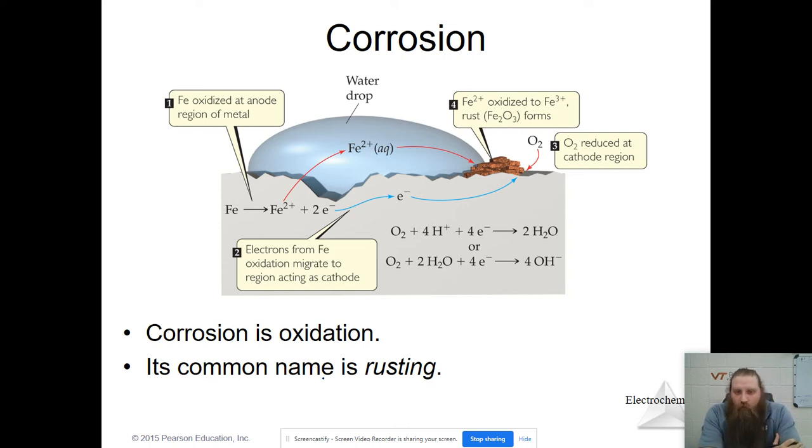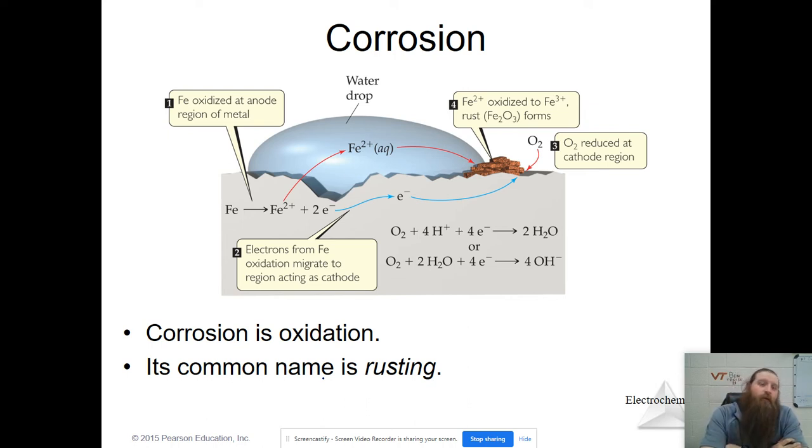Let's say you have a shovel and you get moist dirt on the shovel and you leave it there. You'll notice that it starts to pit. And that pitting, those spots, are caused because the iron in the shovel is being oxidized, all right? And the electrons from that iron are going to migrate over to some region, probably wherever the oxygen is in contact with the shovel. And that's going to cause reduction. And that reduction is going to produce rust, right?